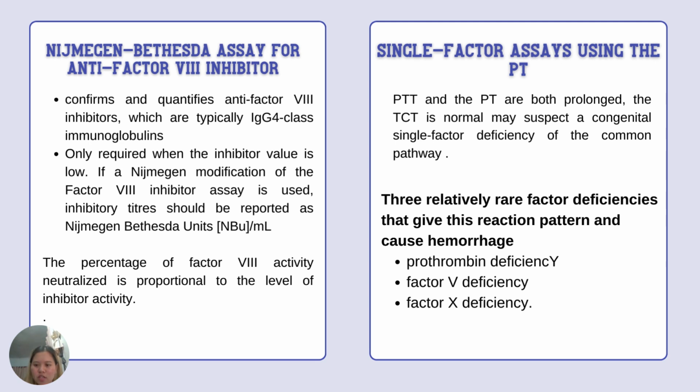For single factor assays using the prothrombin time, if PTT and PT are both prolonged and the TCT is normal, it may suggest a congenital single factor deficiency of the common pathway. So there are 3 relatively rare factor deficiencies that give this reaction pattern and cause hemorrhage, which are prothrombin deficiency, factor V deficiency, and factor X deficiency.